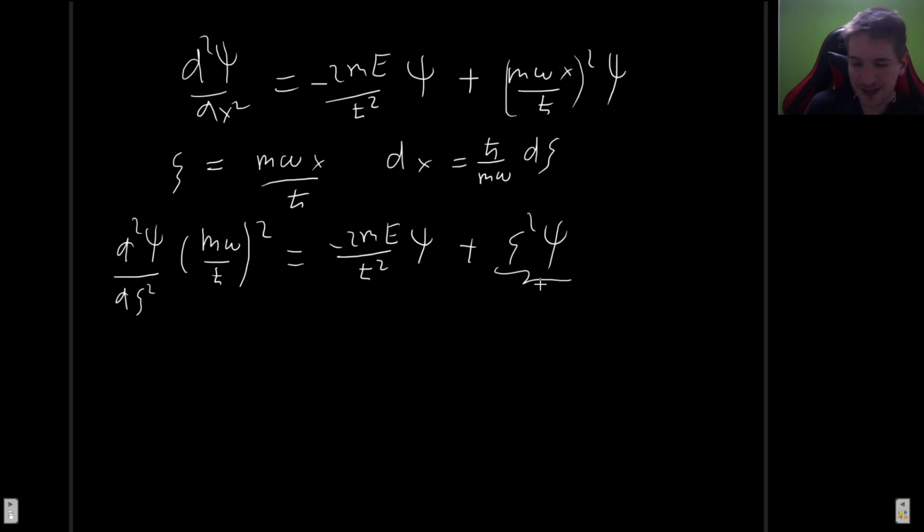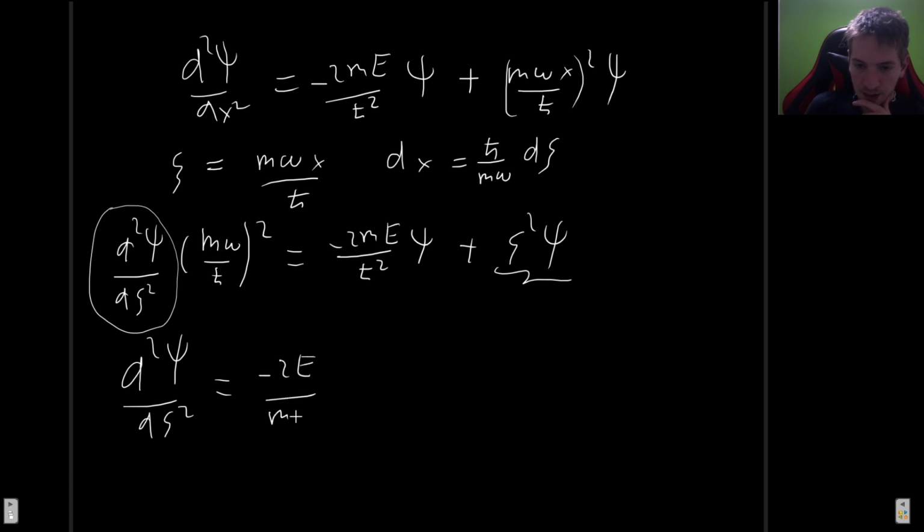So this right here looks very good. We really like that. That's kind of what we would like to achieve. But now we have the small problem that in order to leave this alone, we have to divide by this. So what we're going to be left with is d squared psi d psi squared. This is equal to, let's see, when we divide by this, minus 2e divided by m omega squared psi plus psi squared h bar squared m omega squared psi.